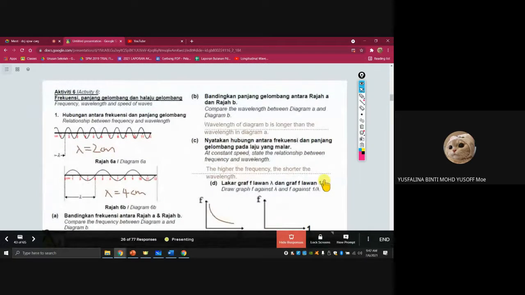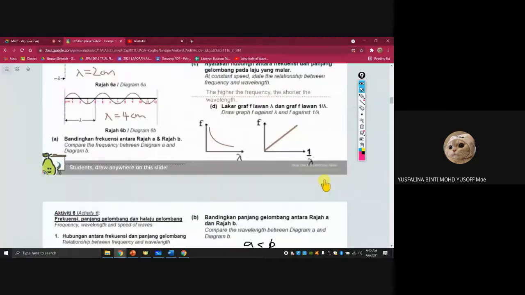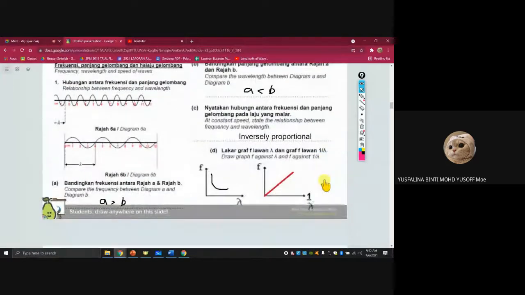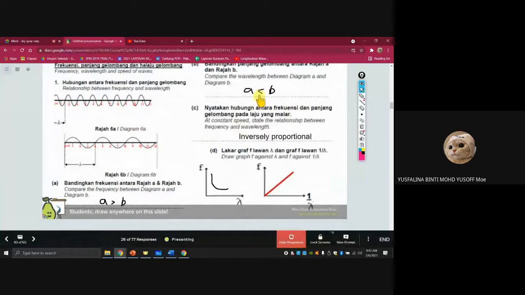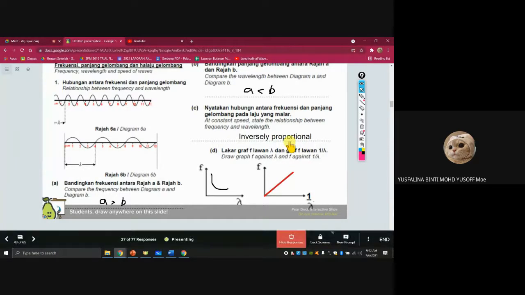Wavelength is longer than the wavelength. B is longer. Higher, yes, very good. You can still use this one. But I'm not sure, because I've heard some rumors that after this they want you to answer in complete sentence, so any symbol is not allowed.